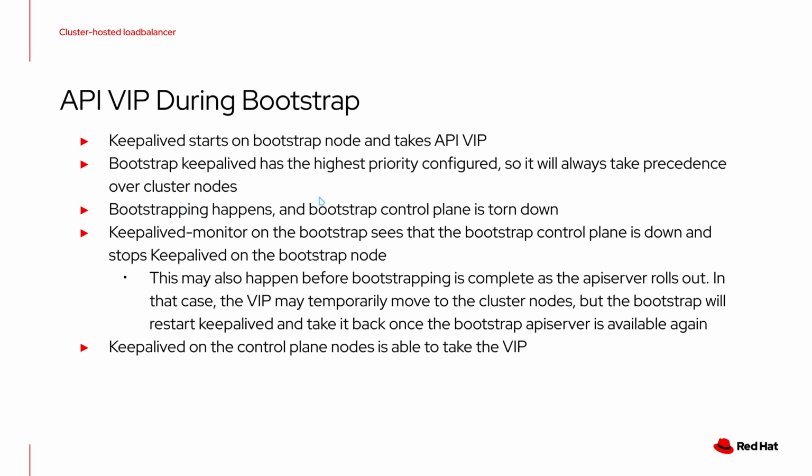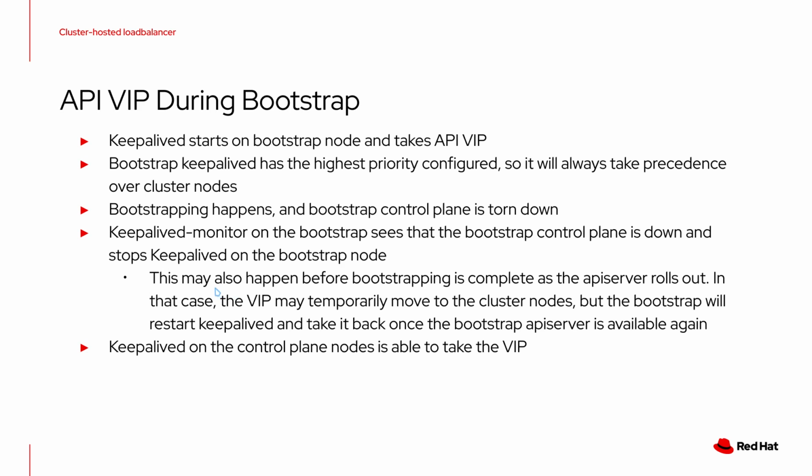Then bootstrapping is going to happen, and the bootstrap control plane will get torn down, and so the bootstrap API server is going to be gone. Keepalived monitor will notice that and will stop keepalived on the bootstrap node. What that will do is allow the VIP to move to the cluster nodes and become part of the cluster, and the 3 masters will negotiate amongst themselves and figure out who needs to take the API VIP, and then the bootstrap will be out of the picture.